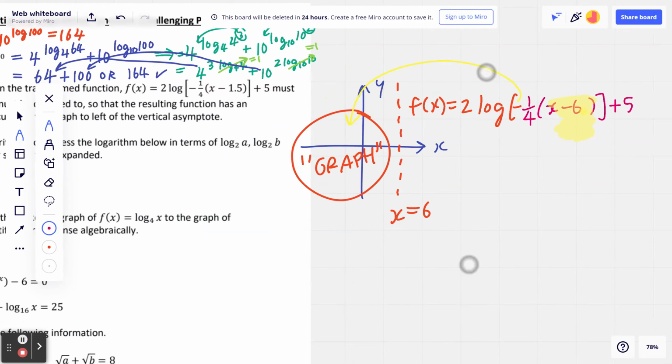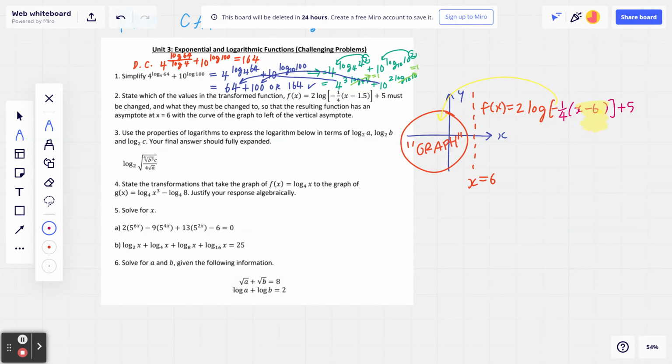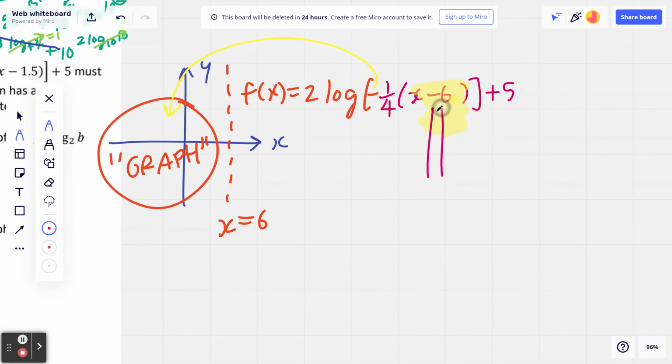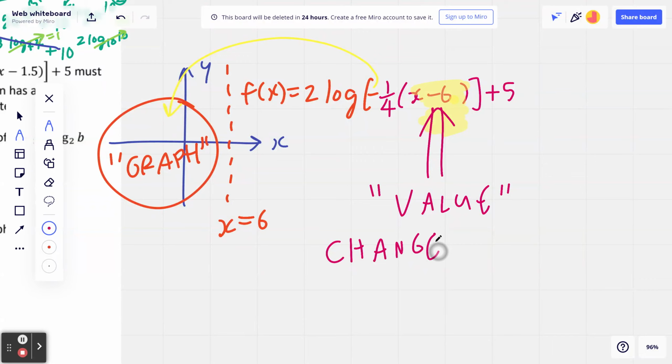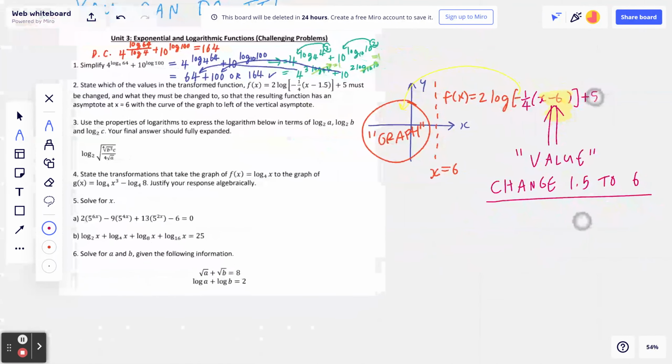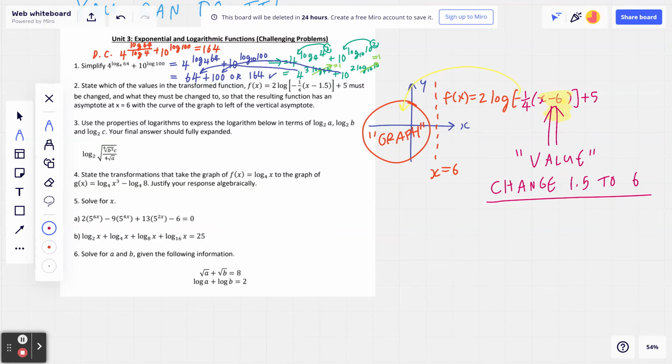make. So the question again says, state which of the values, right? So the value would be this value right here. This is the value that you want to change in order for this to take place. So you're changing it, right? So change, and we had 1.5 to 6. And by making this one change, the graph is going to be to the left of x equal to 6.